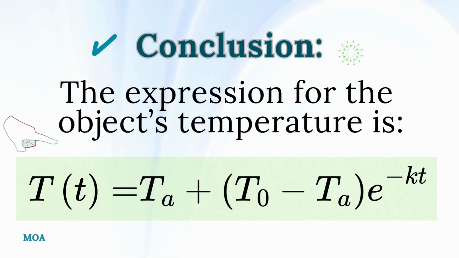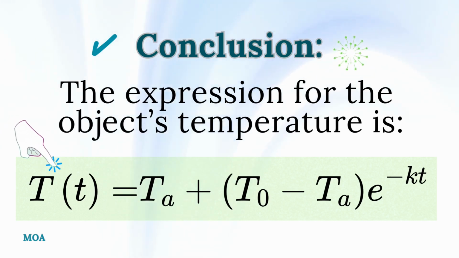Conclusion: the expression for the object's temperature is T of t equals T sub A plus the quantity T sub 0 minus T sub A, all multiplied by e raised to the power of minus kt.